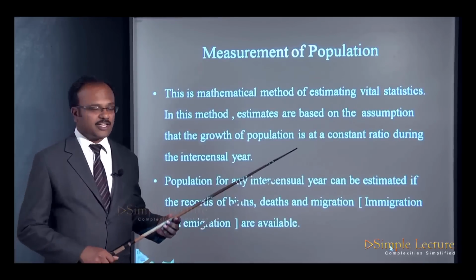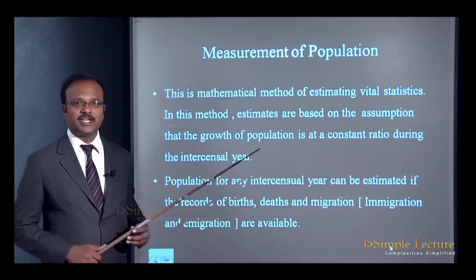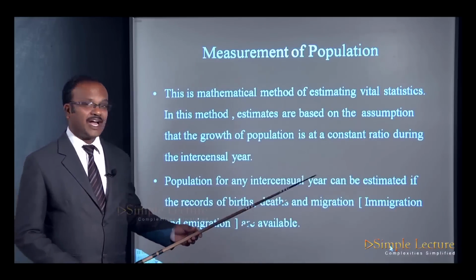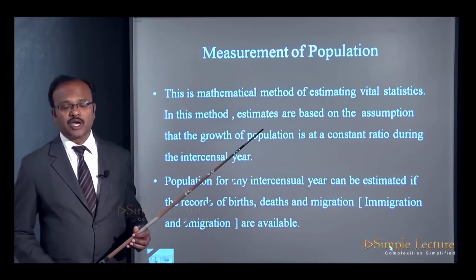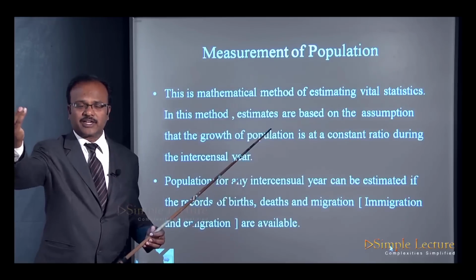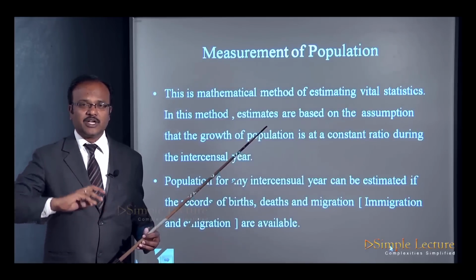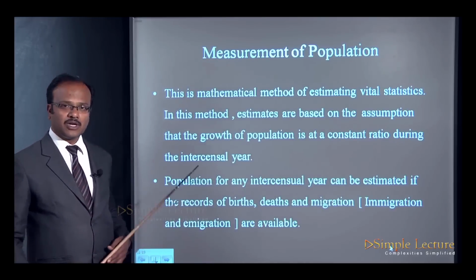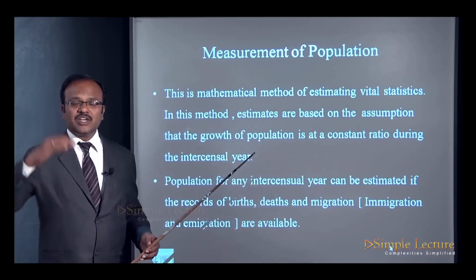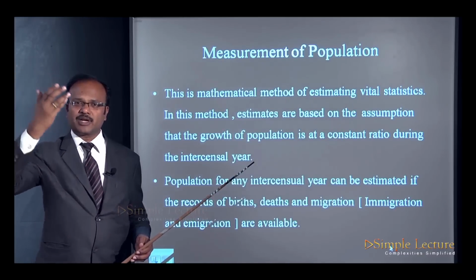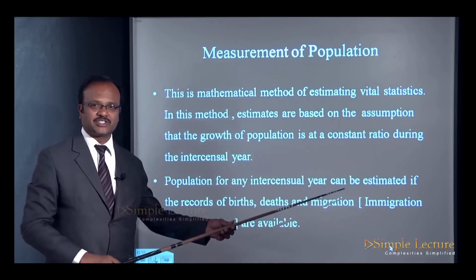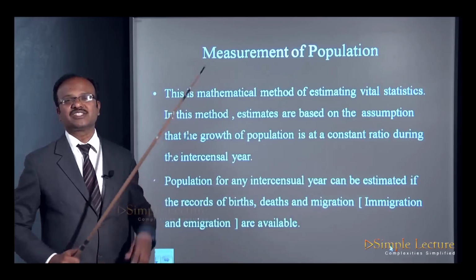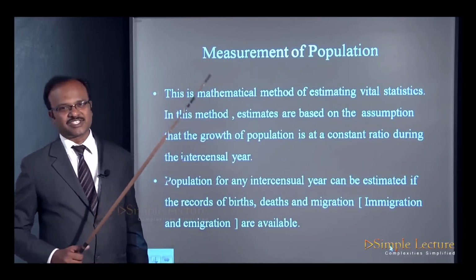The population for any inter-censal year can be estimated if we have details like the records of births, deaths and migration. Migration involves both: our country's people go to foreign countries, and foreign country people come to our country. If our people go to a foreign country, we call them emigrants, or the process emigration. If foreign country people come to our country, it is called immigration, and they are immigrants. If we have all these details, we can easily find out the population of the inter-censal year.